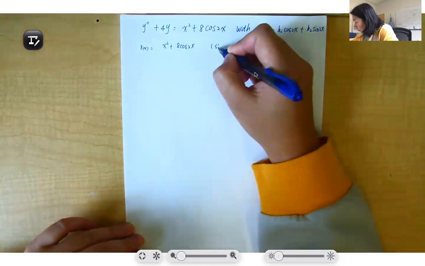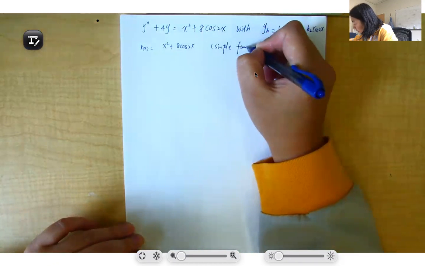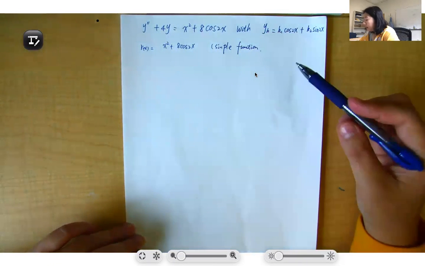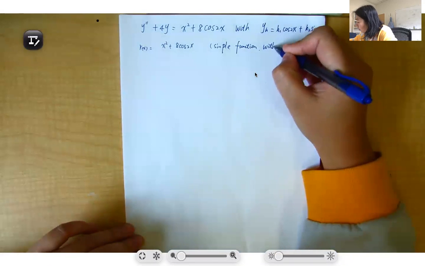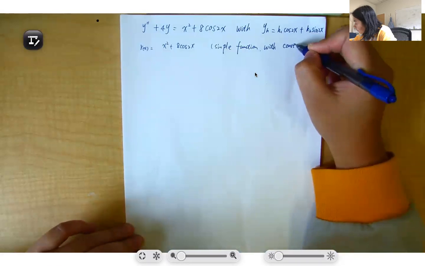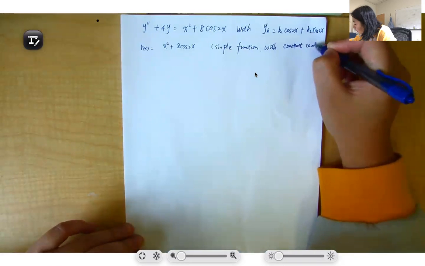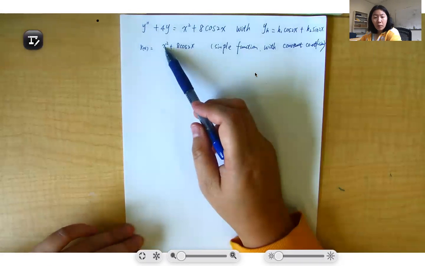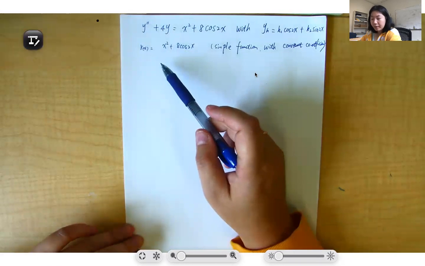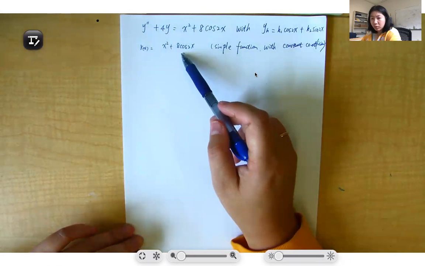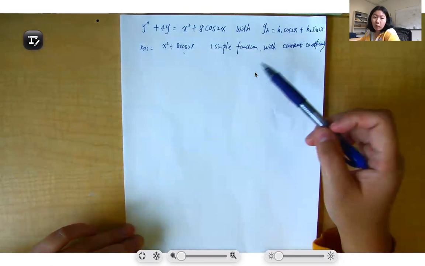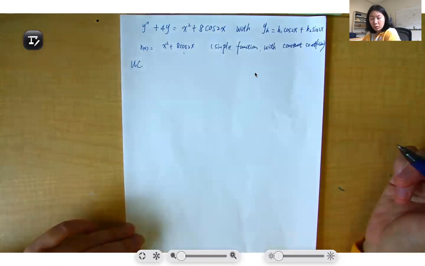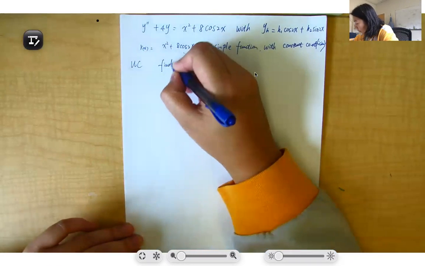They are simple functions, right? x squared and 8 cosine 2x, they are simple functions with constant coefficients. So you can see that for x squared, the coefficient is 1. For the cosine 2x, the constant is 8. So they are constant coefficients with simple functions for the forcing function. Then we can use the undetermined coefficient method to find the particular solution.